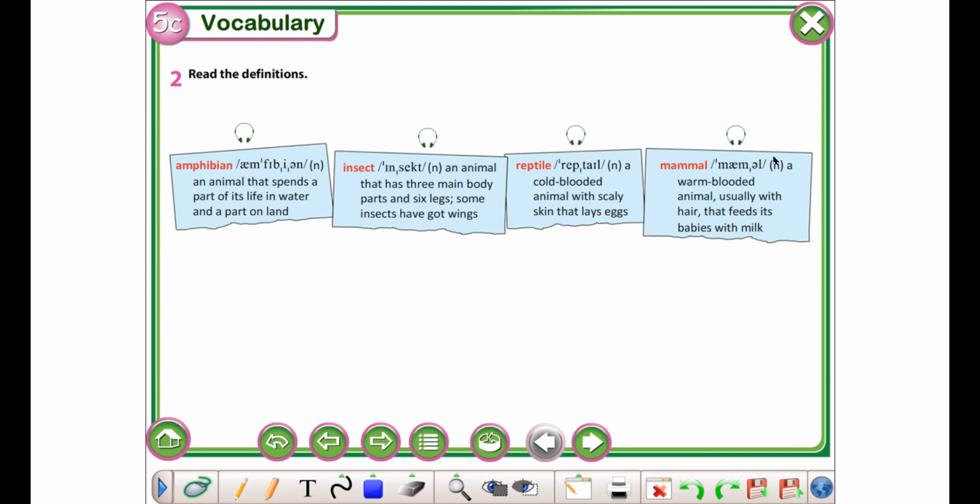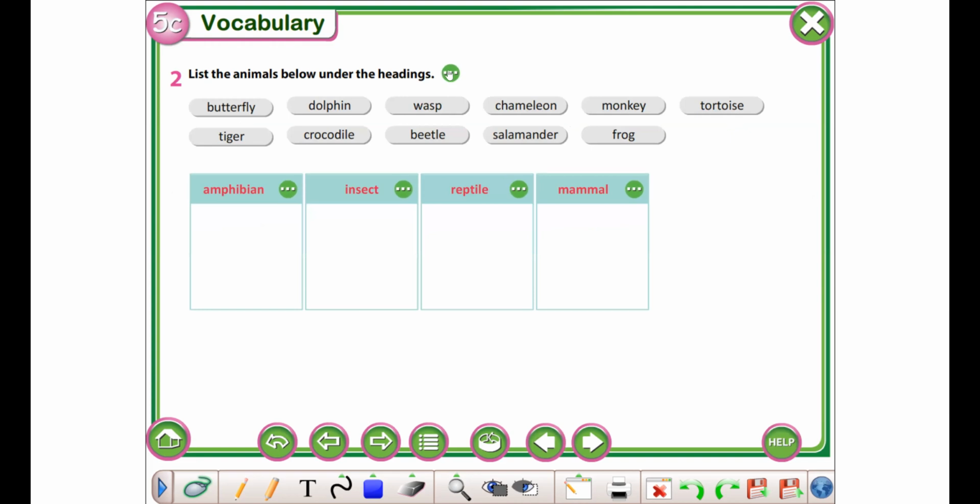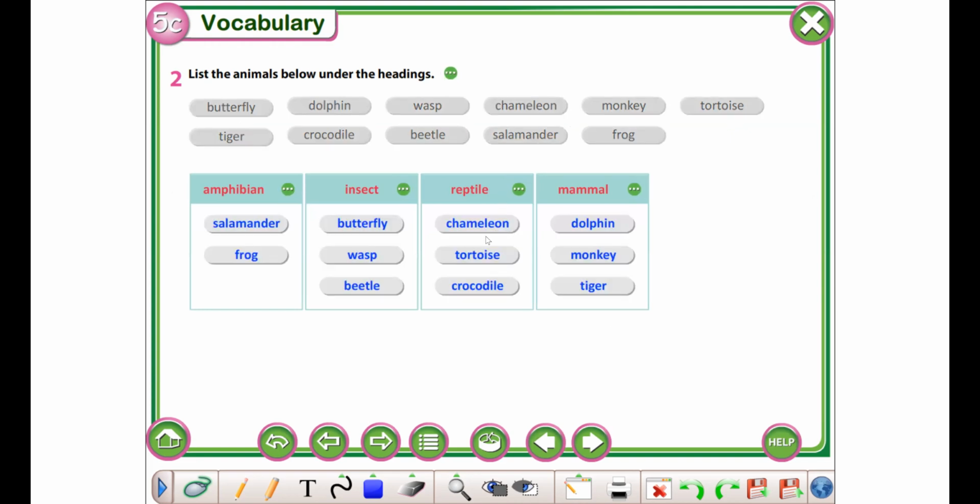Okay. It must be a reptile. Okay, and let me see. So these are the answers. Chameleon, tortoise, and crocodile are the reptiles. And yeah, so everything is correctly done. The salamander, actually, they say it's an amphibian, which means that it doesn't lay eggs. Okay, so let's continue with the next slide.